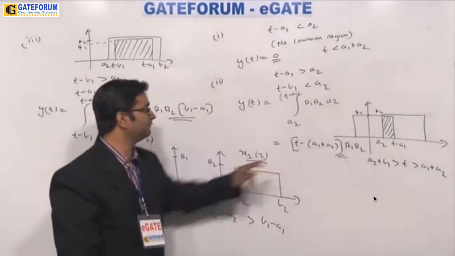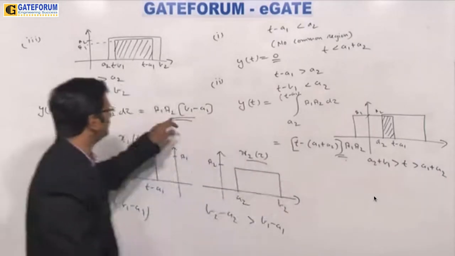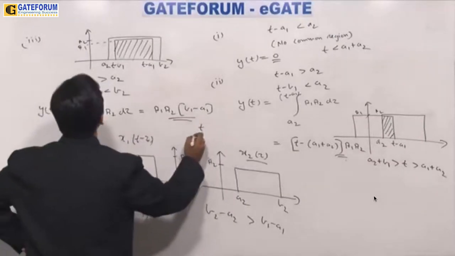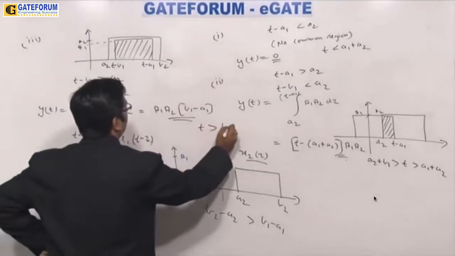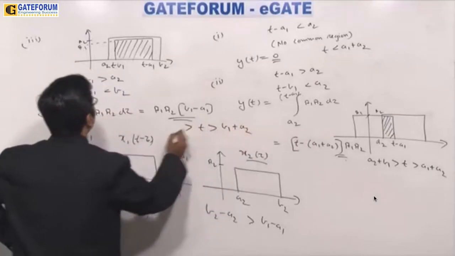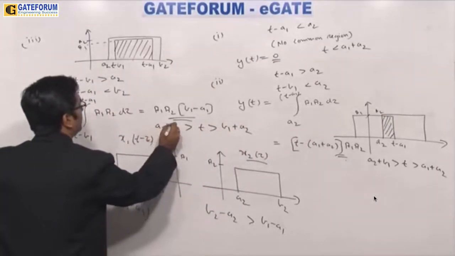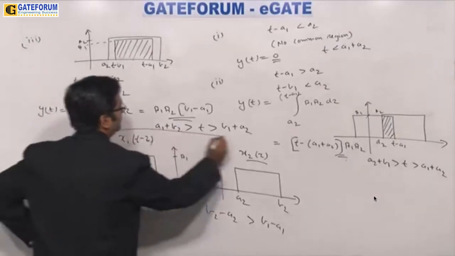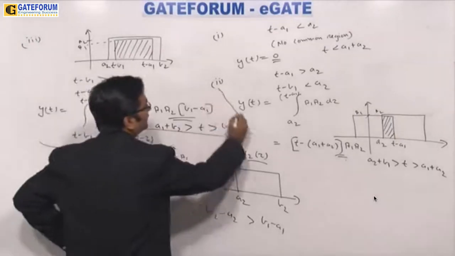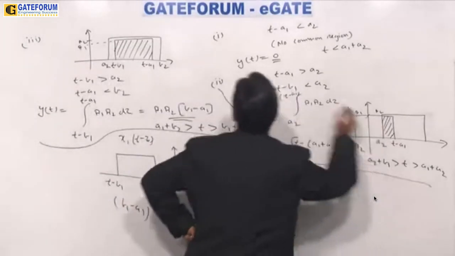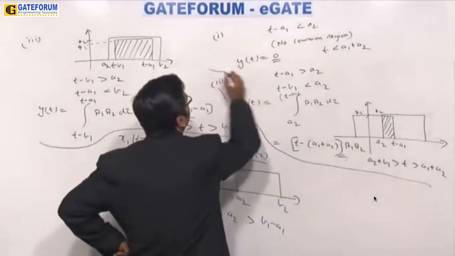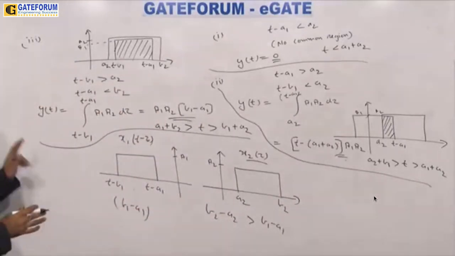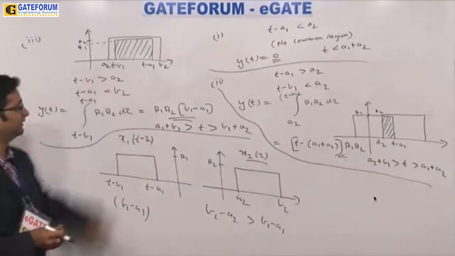Here it depends on t with positive slope, that means it is increasing. Here it is constant, that means up to this range of t, a1 plus b2. This is the case third. This was the second case, and that is the first case. Okay, third case is over when the signal is something like this.